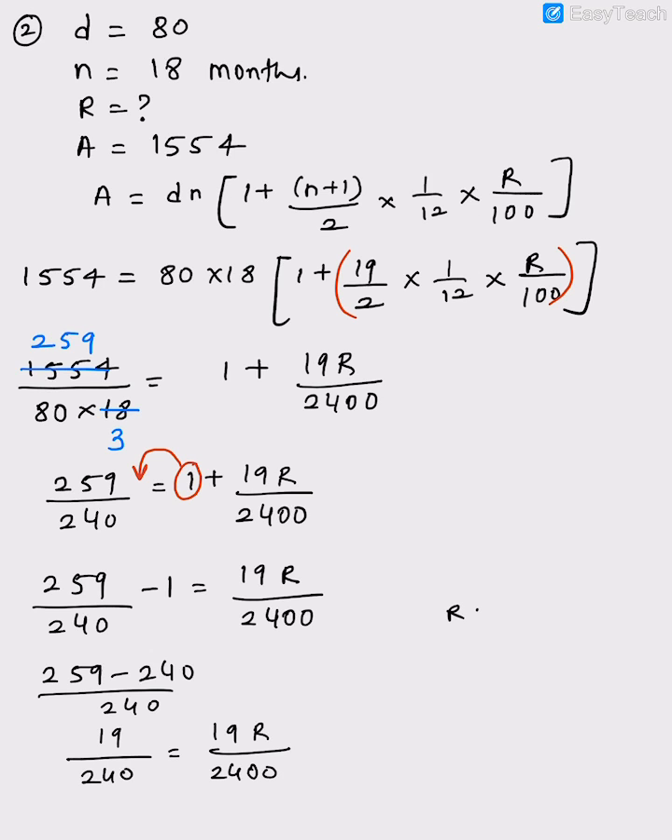Now if you cross multiply, what will you get? Rate is equal to 10%. That's your final answer. Okay, so done. That's the second problem, where you have to learn to find the rate. So we will classify this problem and give the heading as finding out the rate. Okay, now next problem.